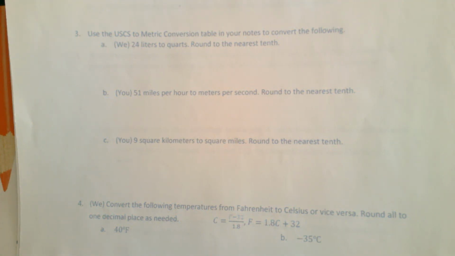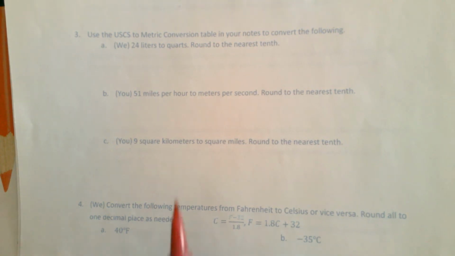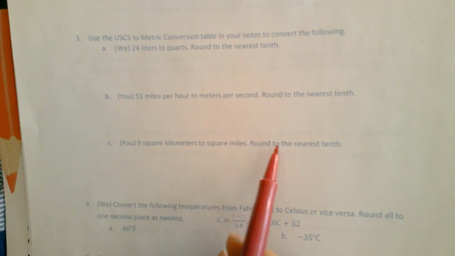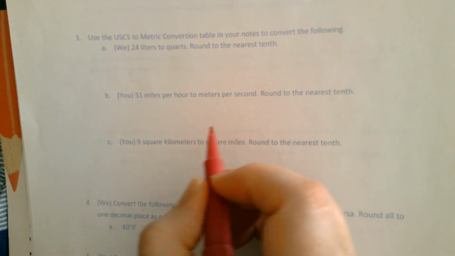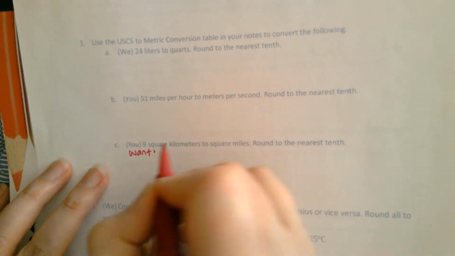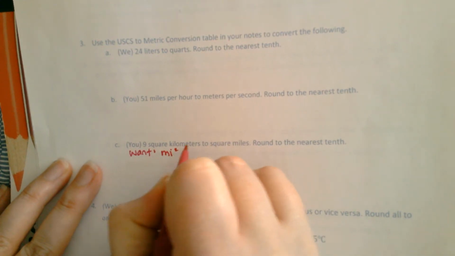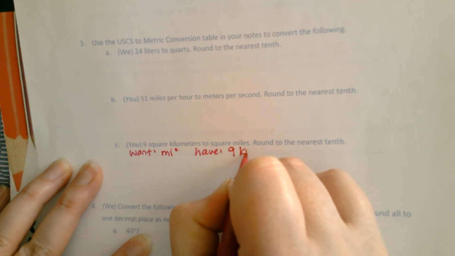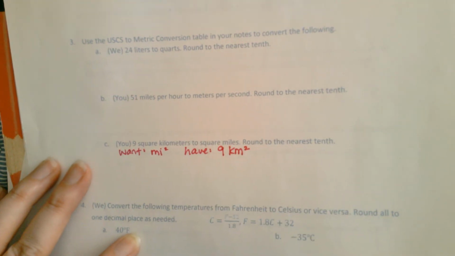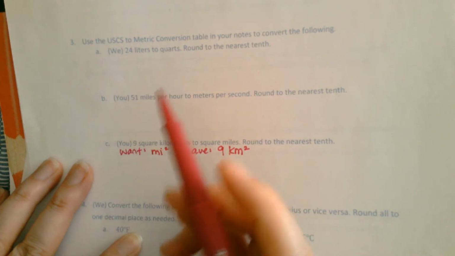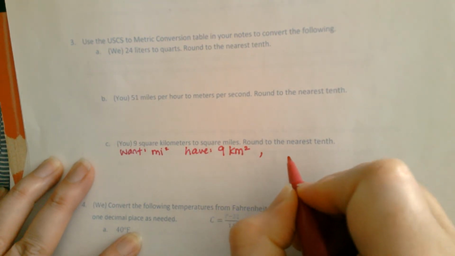Okay, starting with 3C, where we left off in class, we have 9 square kilometers. We want to convert that to square miles, rounded to the nearest tenth. So what we want then is square miles. What we have is 9 square kilometers. And then if we look in our notes at the USCS to metric conversion, we have two options.